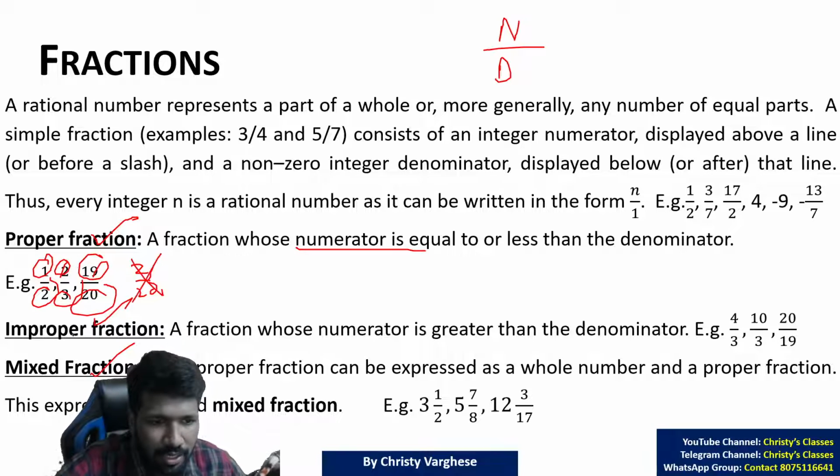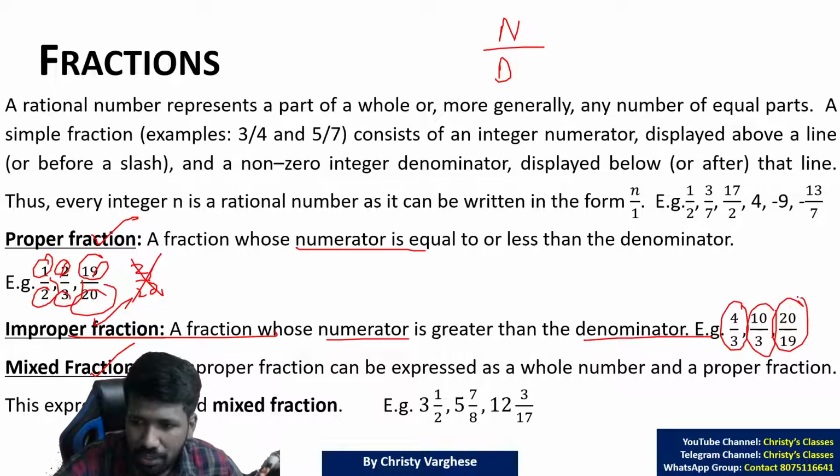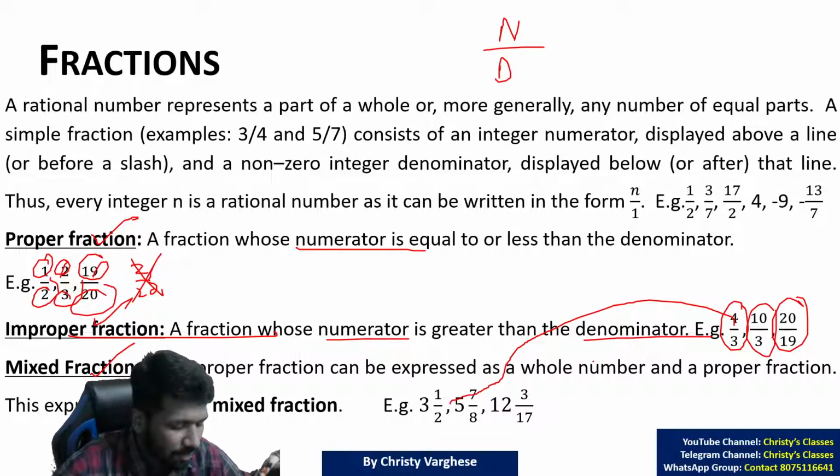It's an improper fraction, because in an improper fraction the numerator is greater than the denominator. It cannot be equal to, it should be greater than: 4 by 3, 10 by 3, 20 by 19. And in questions, there is a need to convert improper fraction to mixed fraction.